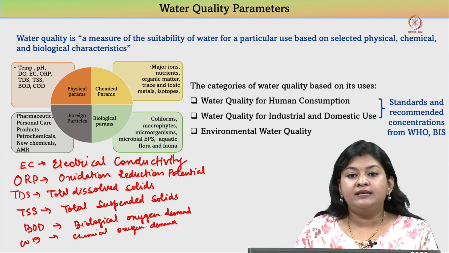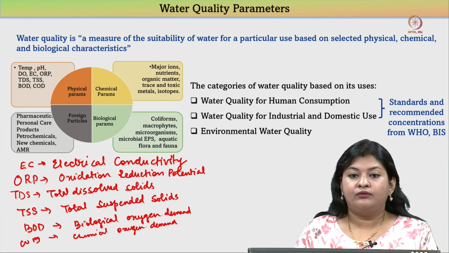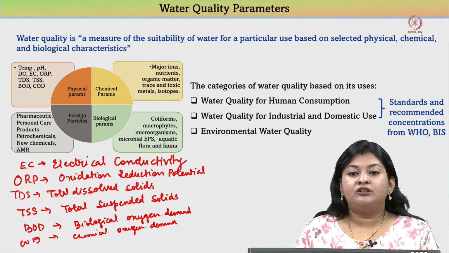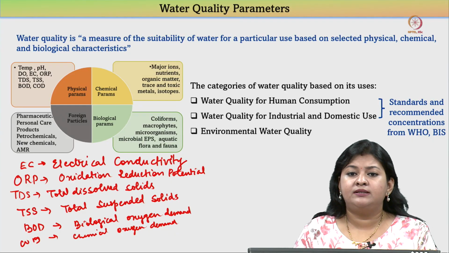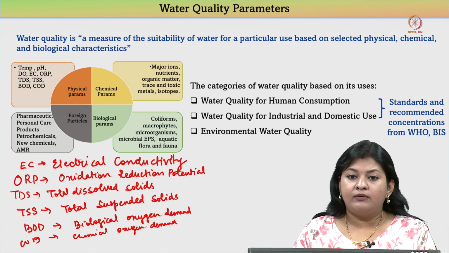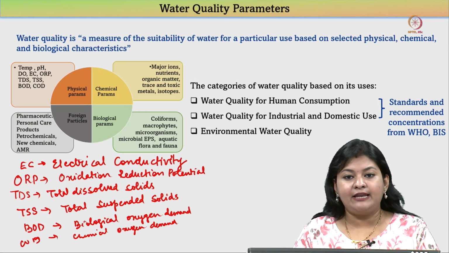Environmental water quality means that water in which all kinds of natural habitat can sustain, the natural flora of the system. Suppose there is a lake, whatever is the natural aquatic life that can sustain, that will be the water quality required for that healthy system. For maintenance of that particular healthy lake system, certain values will be set.